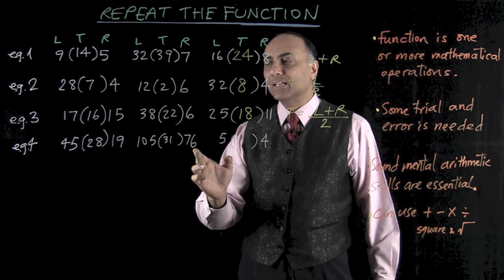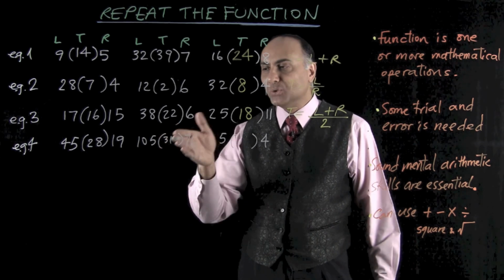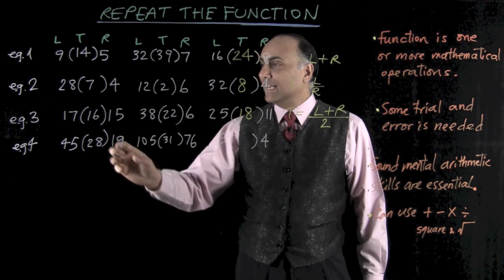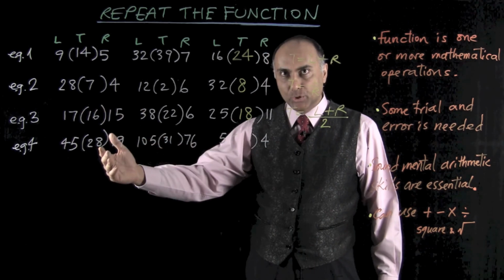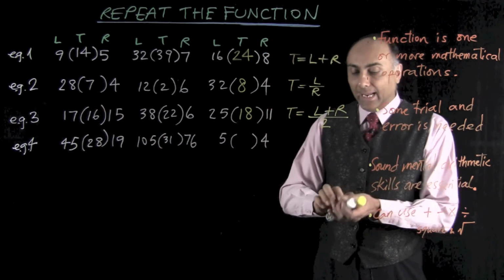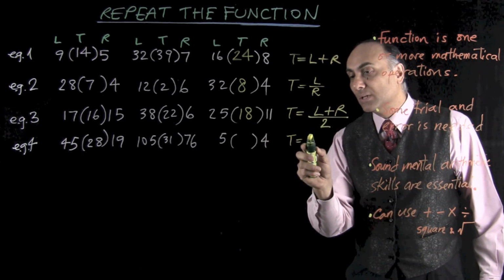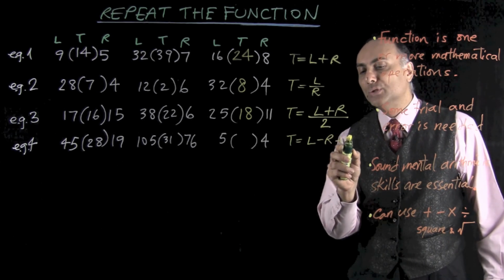105 take away 76 is 29. And if I add 2, I do get my target number. So I've just solved it. The function is left minus right, then add 2. And in algebra, I'd write it like this. T equals left minus right, add 2.